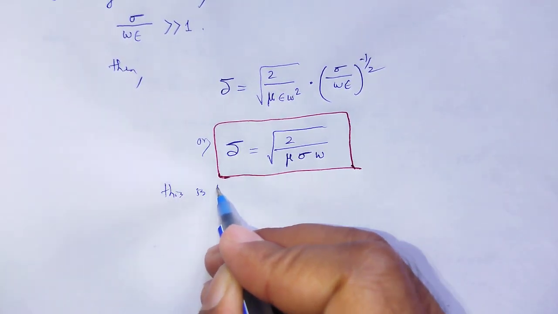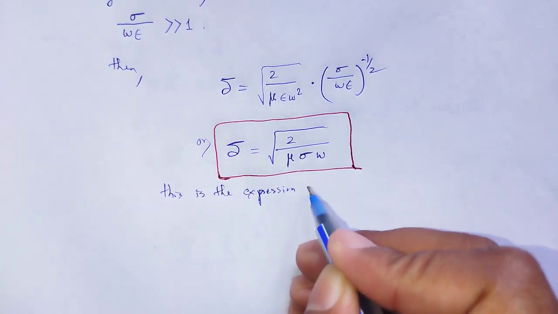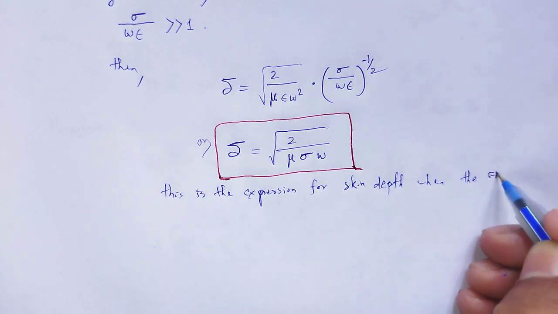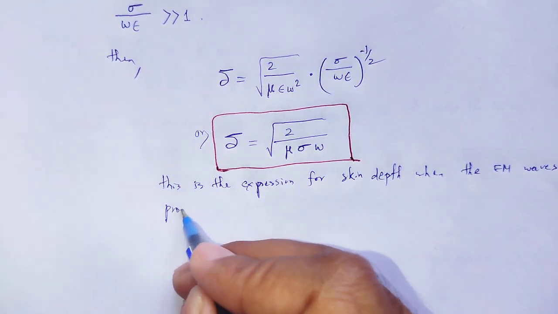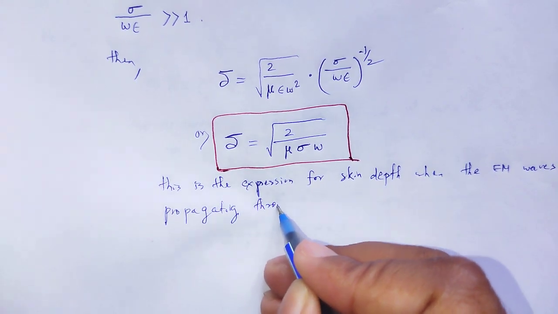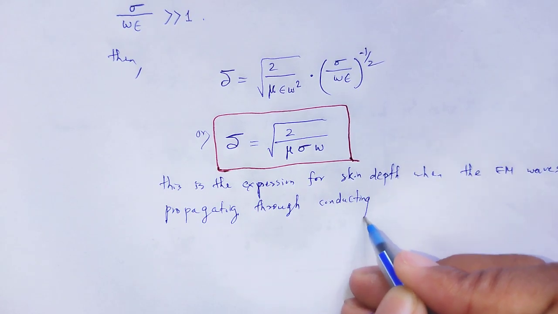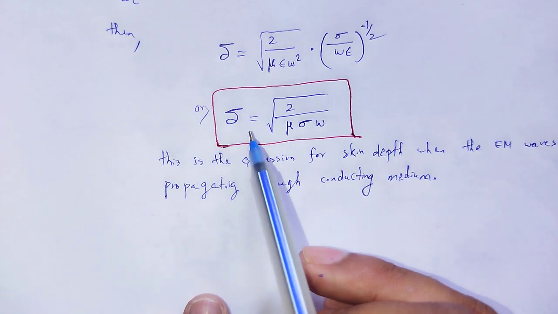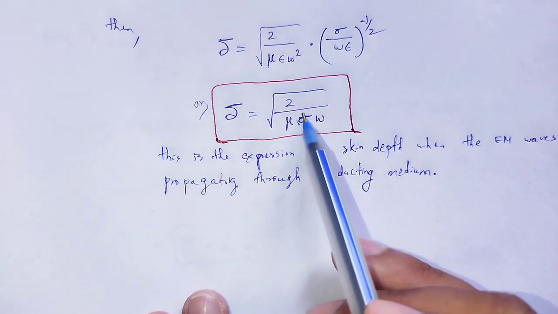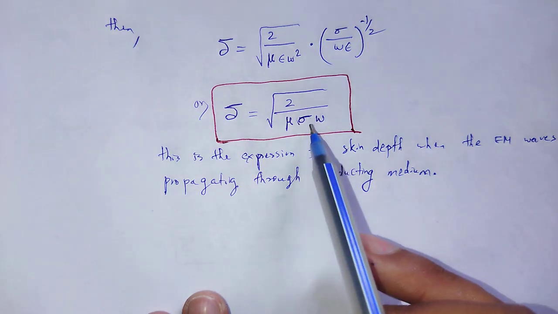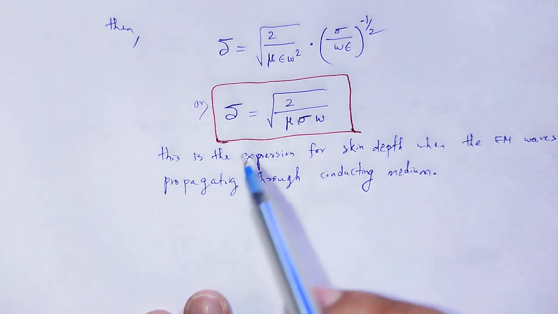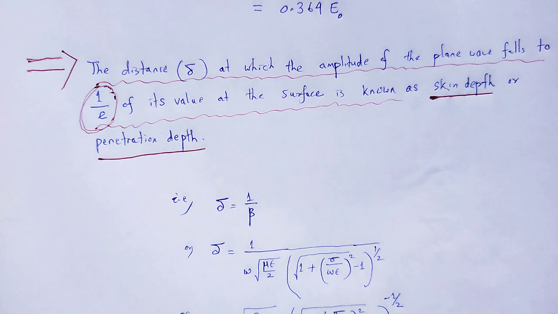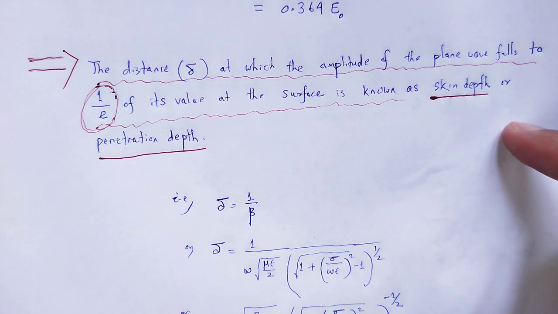This is the expression for skin depth when EM waves propagate through a conducting medium. From that expression it is clear that skin depth is inversely proportional to the square root of the product of omega and sigma. Omega is the frequency and sigma is the conductivity. Therefore, we get the expression for skin depth when an electromagnetic wave is propagating through a conducting medium.